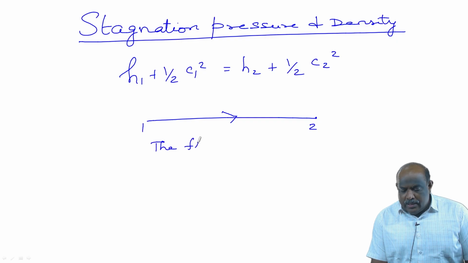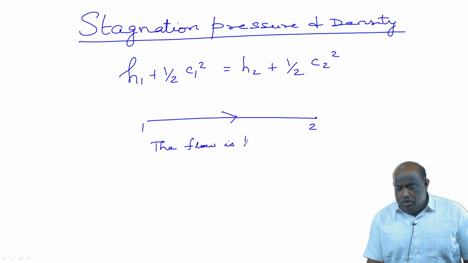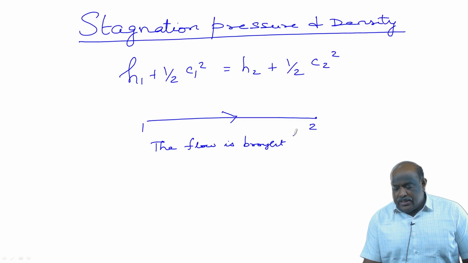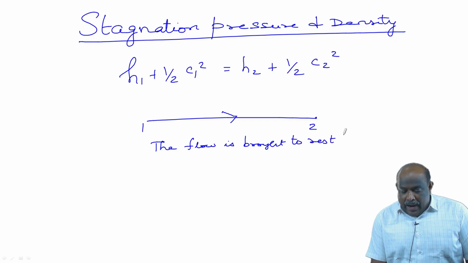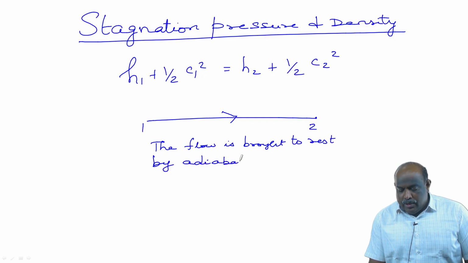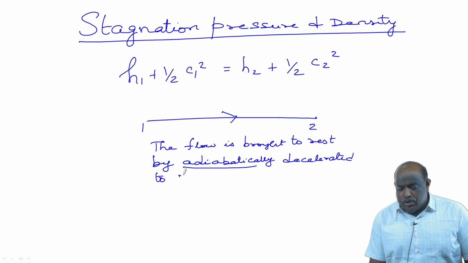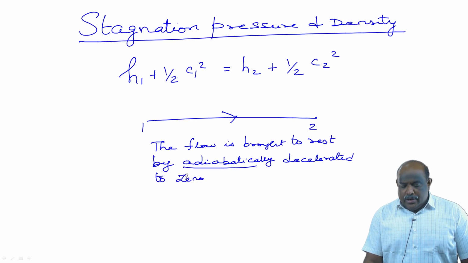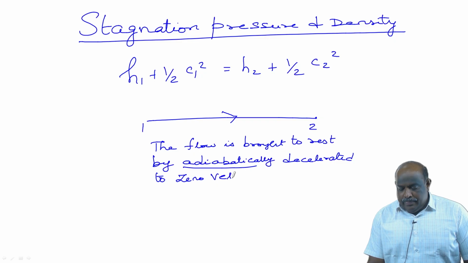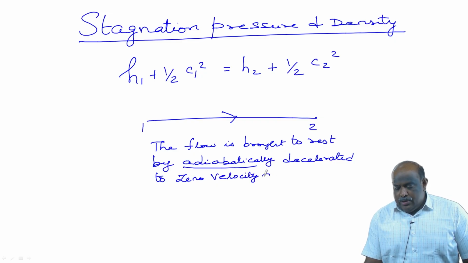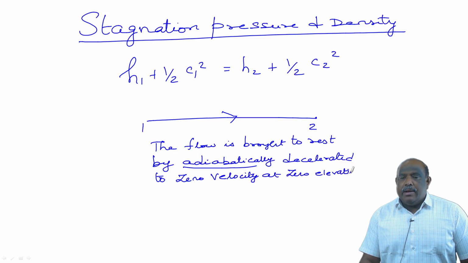The flow is brought to rest by adiabatically decelerating. So the keyword is what? Adiabatically decelerated to zero velocity. So the velocity C2 should be brought to 0 at 0 elevation. So the very important keyword is adiabatically decelerated.